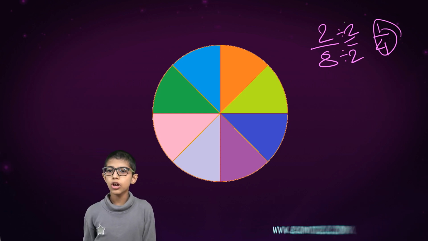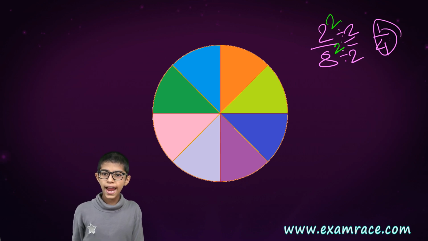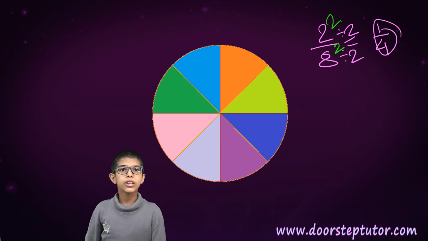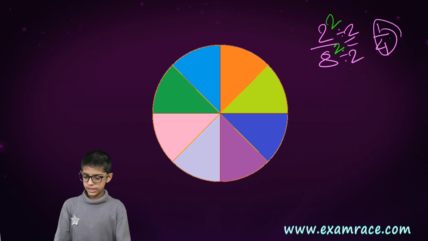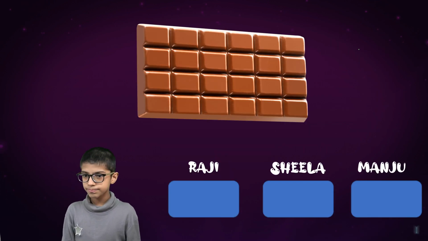Remember, we cannot square these two. We cannot subtract anything from these. We cannot add anything. We can divide or we can multiply.